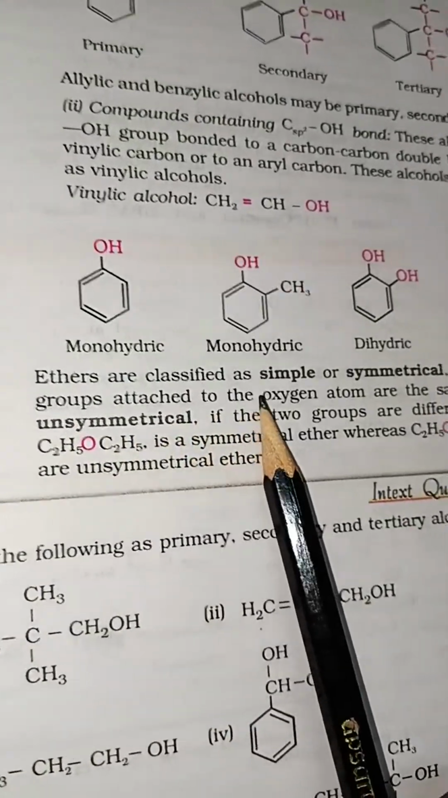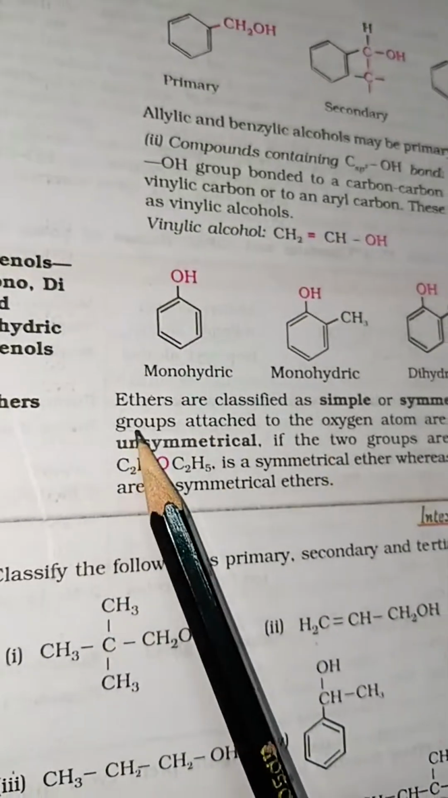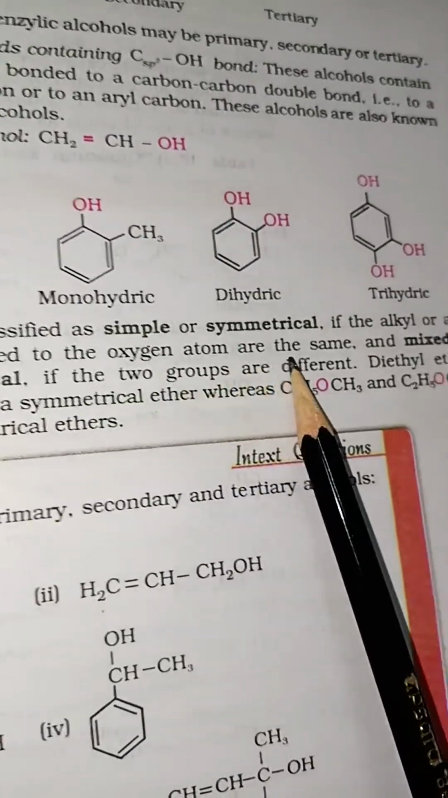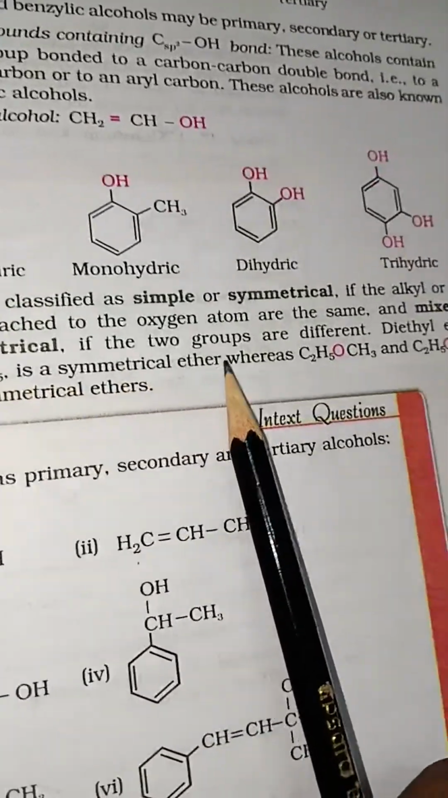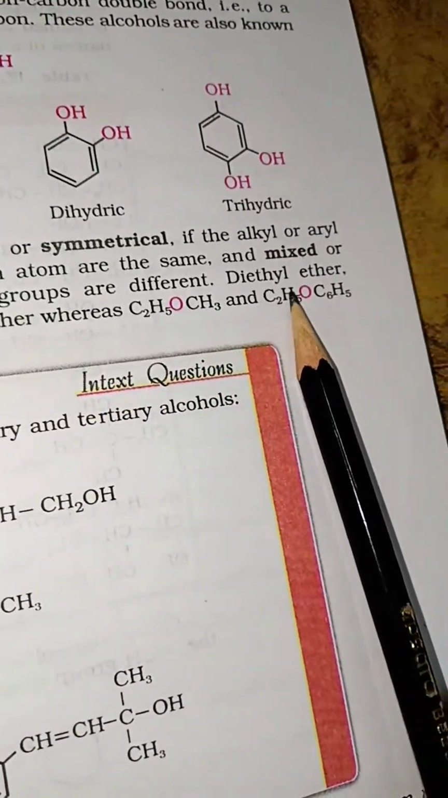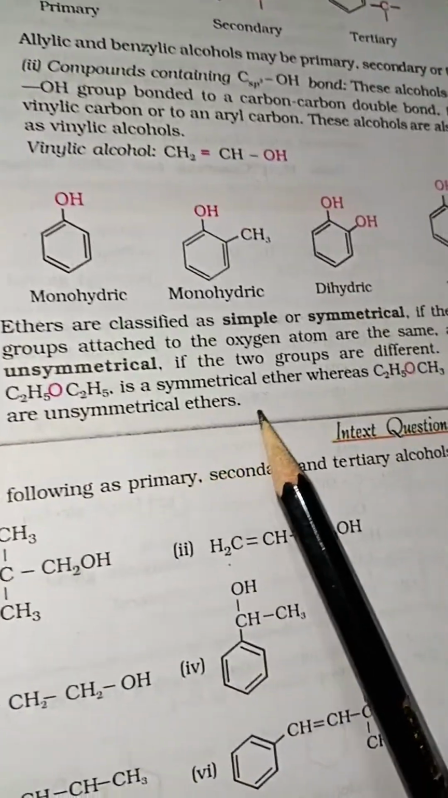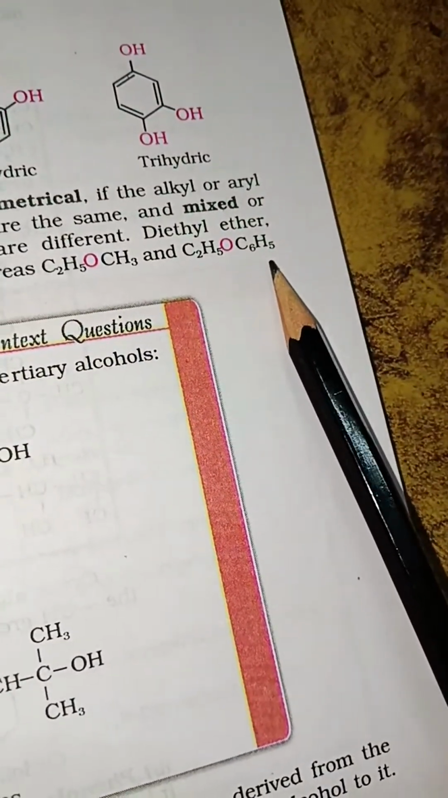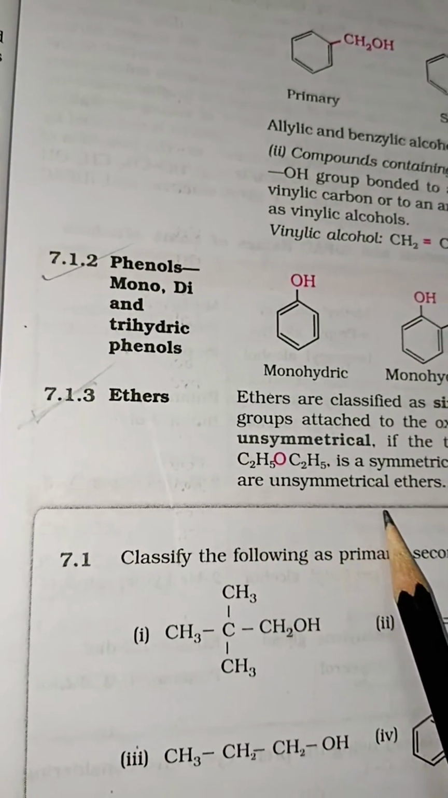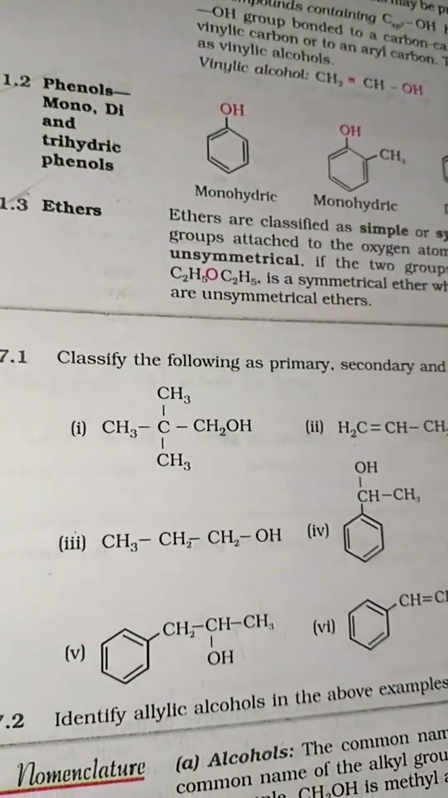Next one is ether. Ethers are classified as simple or symmetrical if the alkyl or aryl groups attached to the oxygen atom are the same, and mixed or unsymmetrical if the two groups are different. Diethyl ether, C2H5OC2H5, is a symmetrical ether, whereas C2H5OCH3 and C2H5OC6H5 are unsymmetrical ethers. This is an example and you have to solve it yourself.